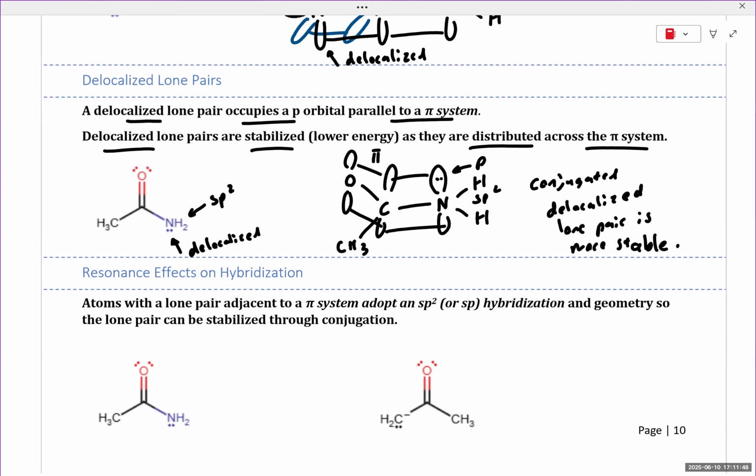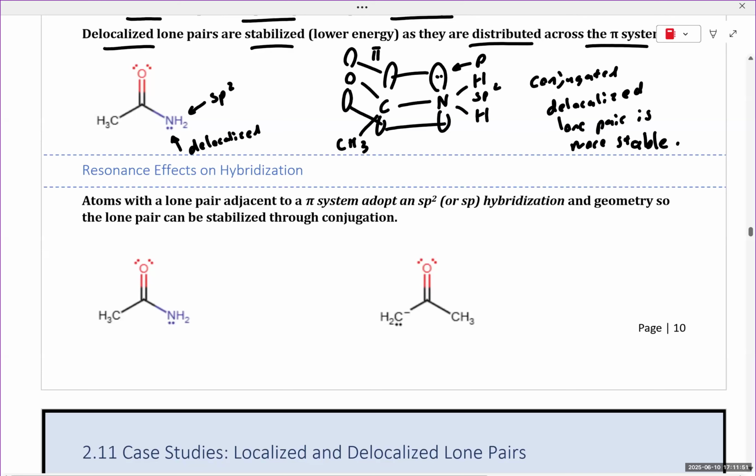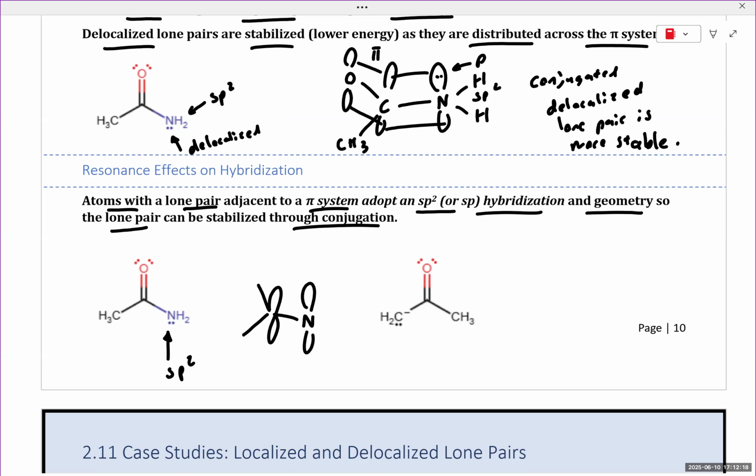Now, this means we have to account for resonance effects on hybridization. So atoms with a lone pair adjacent to a pi system prefer to adopt an sp2 or sp hybridization in geometry so the lone pair can be stabilized through conjugation. This nitrogen prefers to adopt an sp2 hybridization in part because it allows us to place the nitrogen lone pair into a p orbital, and in turn, it allows that nitrogen lone pair to participate in conjugation.